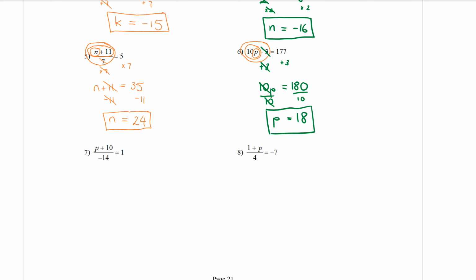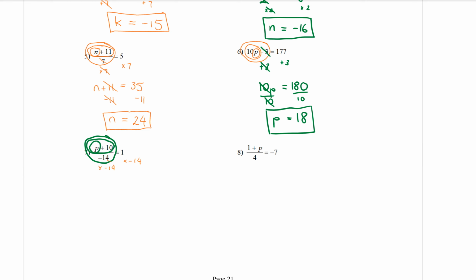Ready to try 7? Got to be careful with 7 because of the minus sign. The P is your pronumeral. Then you want a plus 10, and then all of that has to be divided by negative 14. Okay, so there are your layers. Now, even though it's a minus 14 there, it's been divided by minus 14. So the opposite is to times by minus 14.